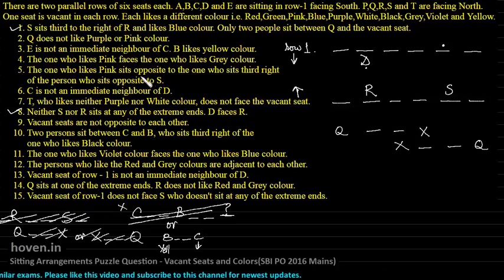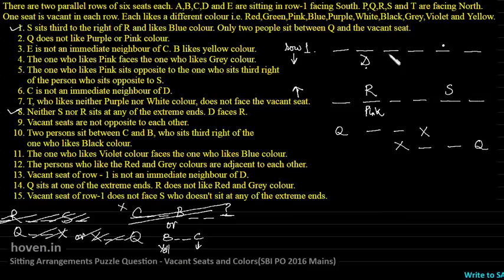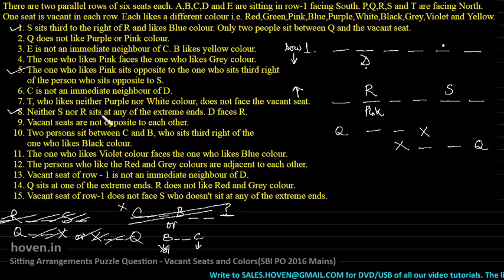He says third right of the person who sits pink is liked by somebody who sits opposite to this. So this means R likes pink. This pink is sitting opposite to the person who is third right to the person who is sitting opposite to S. Just a roundabout way of saying the things. Basically this entire thing says that R likes pink color. So this probably we have settled.